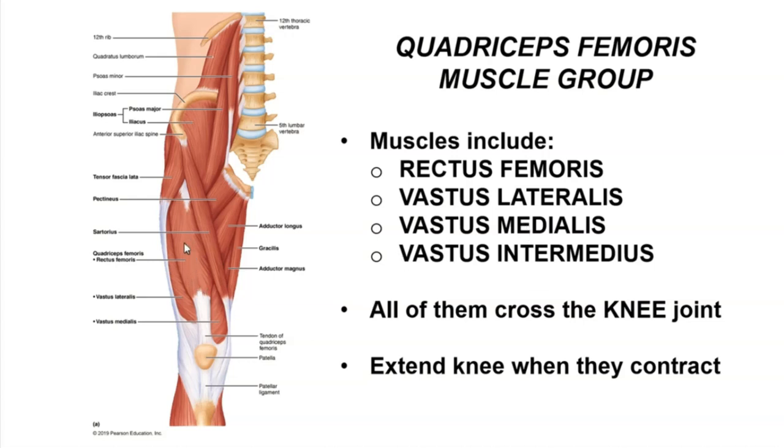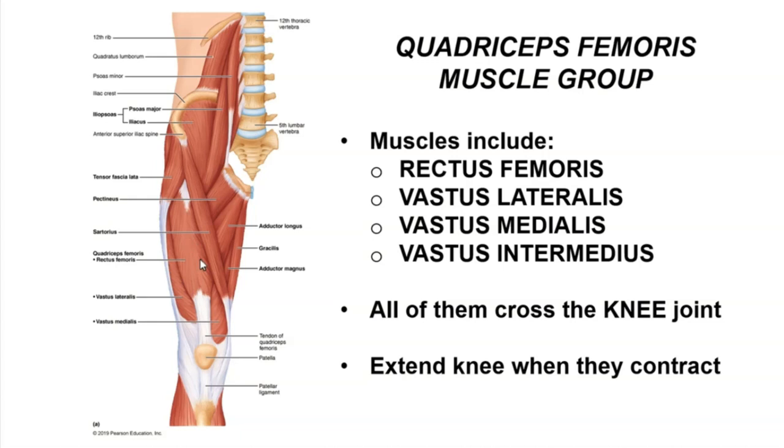So the rectus femoris muscle is the centrally located superficial muscle. The vastus medialis is on the medial side of the thigh. You can see a little bit of it in this diagram here on the medial side of the thigh, just above the knee joint. The vastus lateralis is more laterally located on the thigh. And the vastus intermedius you can't actually see in this diagram because it's actually deep to the rectus femoris.